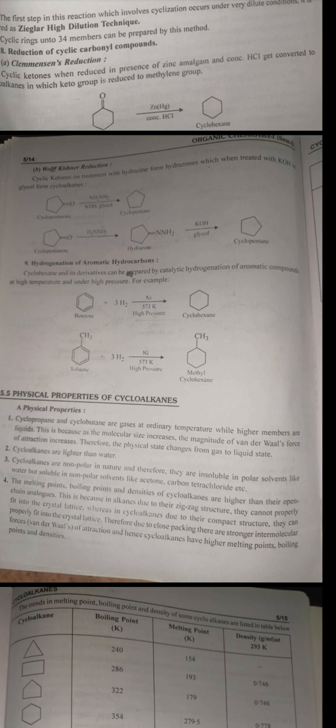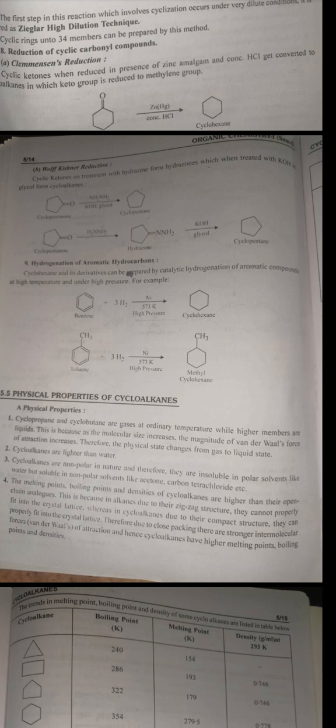Physical properties. Cyclopropane and cyclobutane are gases at ordinary temperature, while higher members are liquid. This is because as the molecular size increases, the magnitude of van der Waals force of attraction increases. Therefore, the physical state changes from gas to liquid state. Cycloalkanes are lighter than water.